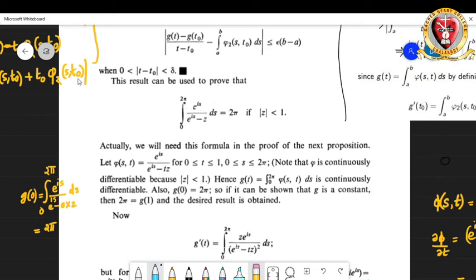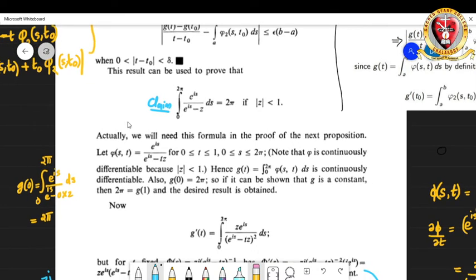So our claim is the integral from 0 to 2π of e^(is) divided by (e^(is) − z) ds is equal to 2π if the modulus of z is strictly less than 1.